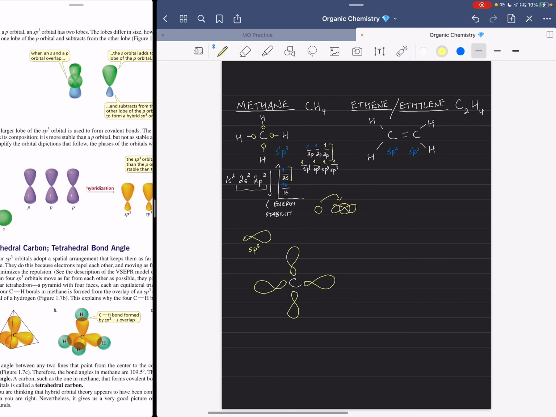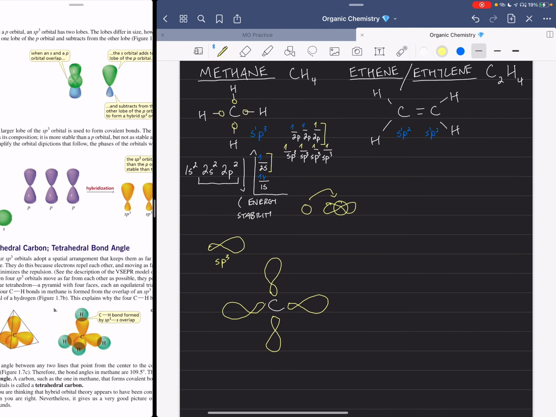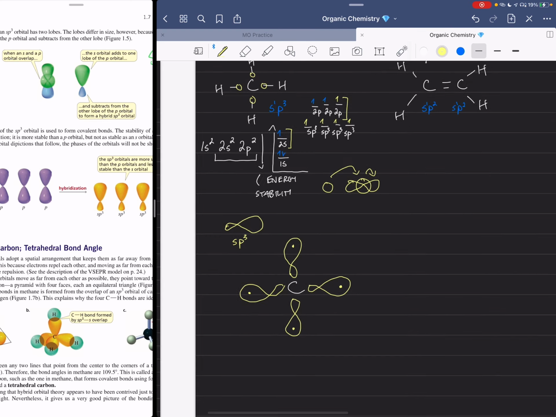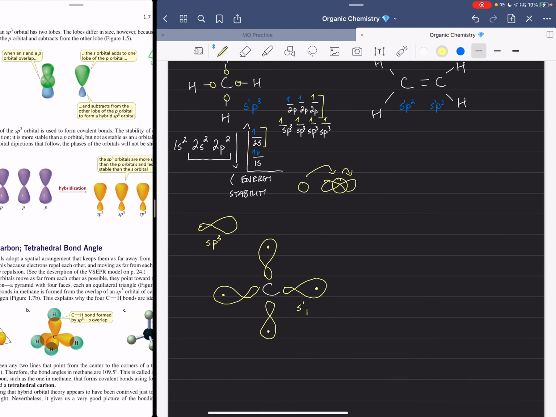Its ability to create 4, and these are its 4 valence electrons, which are going to be most likely found, I believe, in these areas here. Okay. The s orbital adds to one lobe of the p, subtracts from the other lobe of the p to form the hybrid sp3. So these are all s1, p3, and they have 25% s character, 75% p character.